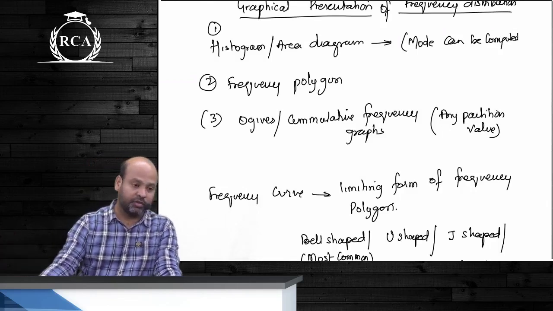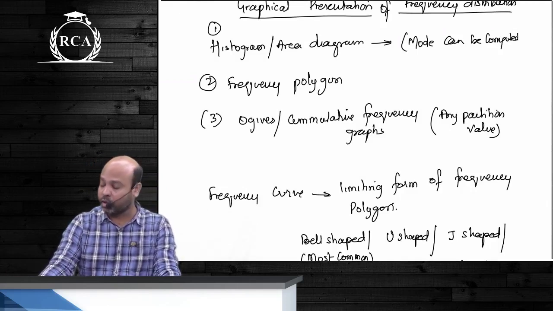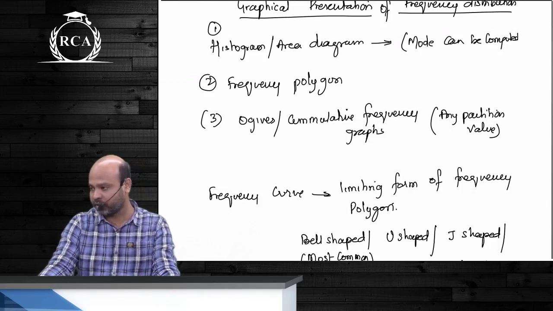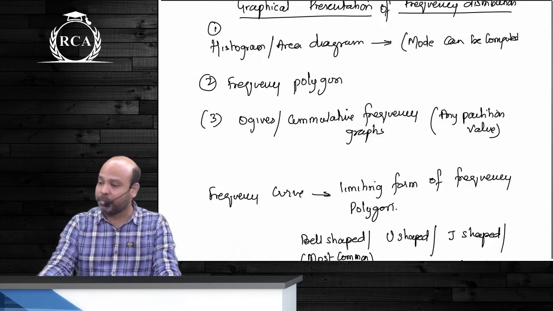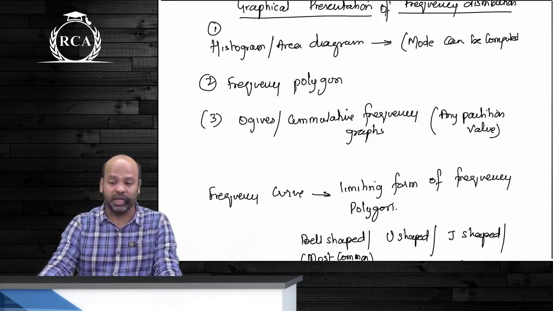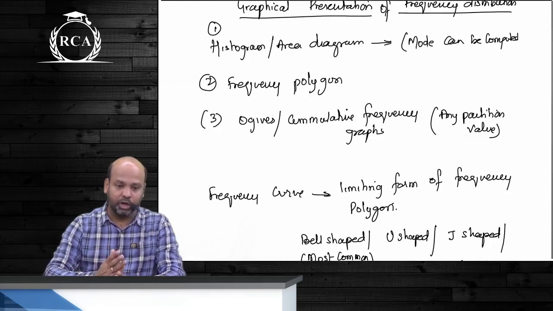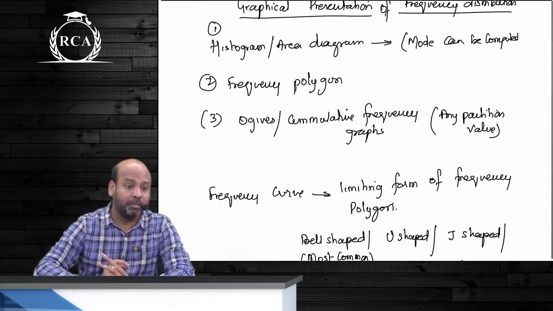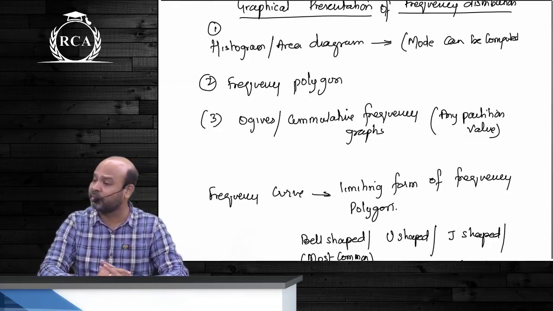Then we have ogives or cumulative frequency graphs, wherein we plot the lower class boundaries and less than cumulative frequency or more than cumulative frequency. You have two types of ogives: less than ogive and more than ogive. The point of intersection of the less than and more than ogive will become your median, because it's a positional average. The exact point of intersection will occur at n by 2. N by 2 is nothing but the middle value of all the observations, and that itself is your median.